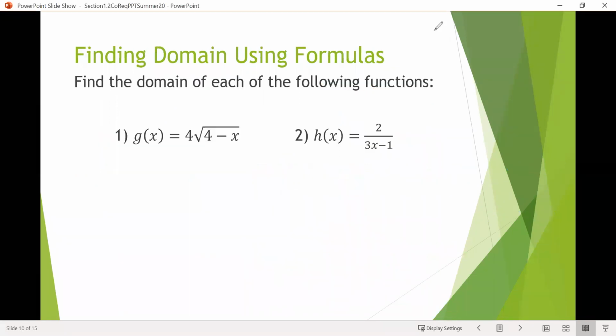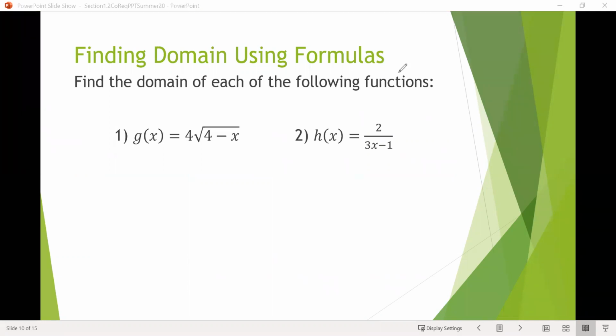All right, let's look now at finding domain using formulas. And I'll tell you right now, it's really difficult to find ranges of functions using their formulas. So we're not going to go over that, but finding domains we can. And in fact, we've sort of already done this, right? So here we're trying to find the domain of each of these functions. The domain is the set of all possible inputs, so things that can be put into the function.